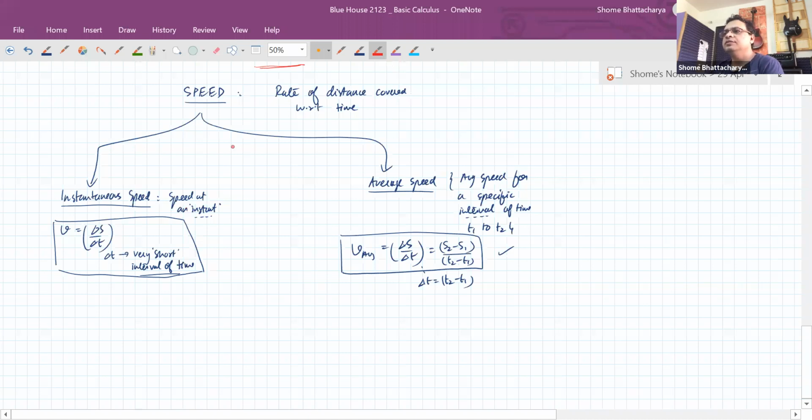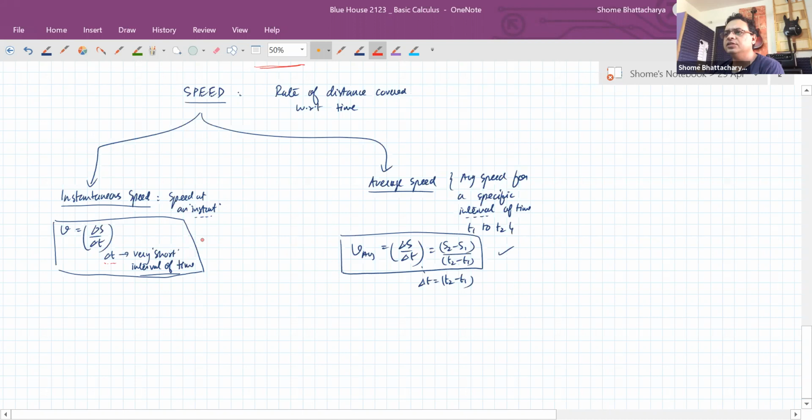So later you will see that we'll be changing these symbols. Over here, we won't be calling this delta S by delta T anymore, because we are using this specific condition that delta T is very small. So in fact, in the calculus definition, we'll say that delta T is so small that it is tending to 0. So then the symbol changes from delta S by delta T to ds by dt. But I don't want to confuse things just now.